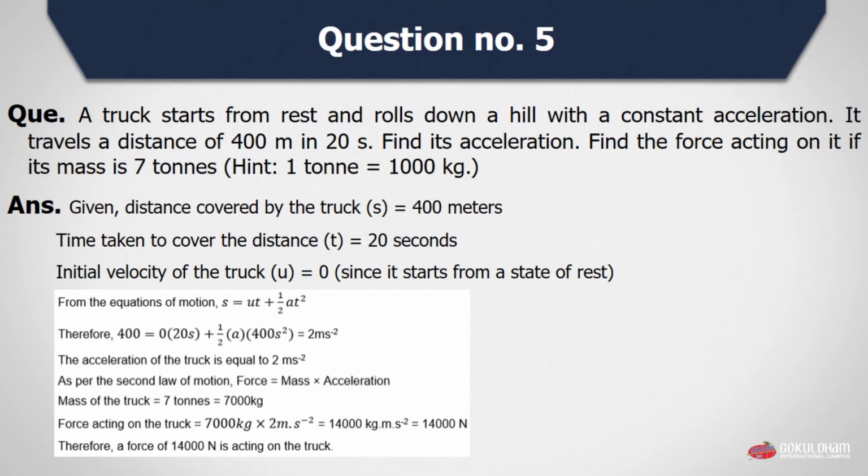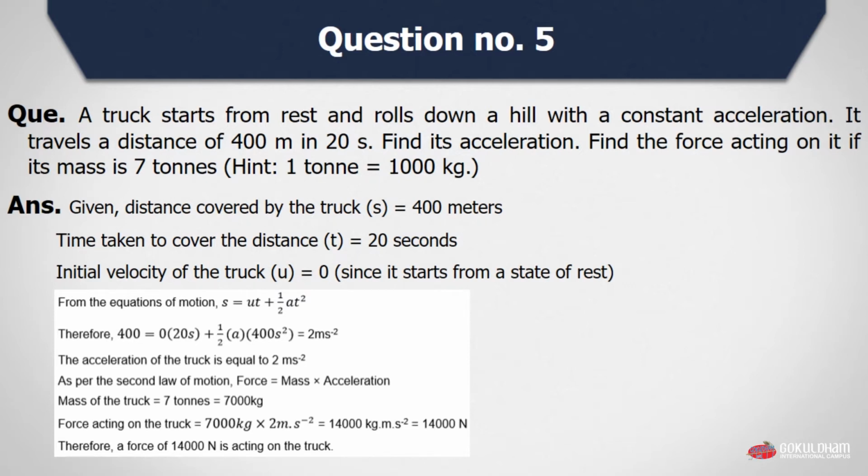Now let's look at the answer. We have been given the distance covered by the truck, which is 400 meters, and also the time required to cover that distance. So the distance covered by the truck is 400 meter and the time taken is 20 seconds. And the initial velocity was rest, so initial velocity is 0 since it starts from rest.